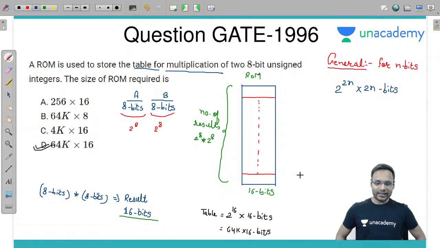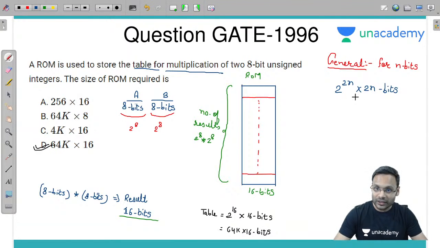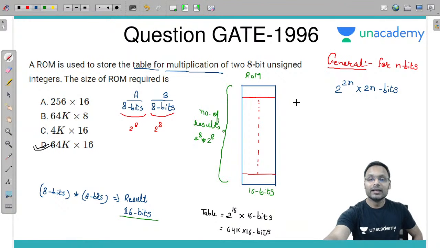Is this clear? Is this clear to everyone? Are you clear about this? Can you confirm? For 8 it is 2 power 16, that is 2n, into 16-bit result. Got it everybody? Arre, say something, did you understand or not?